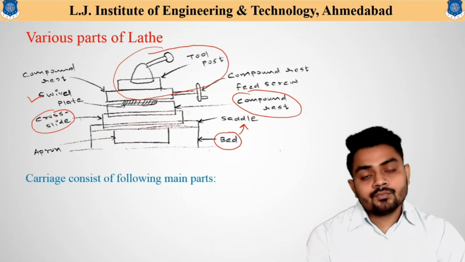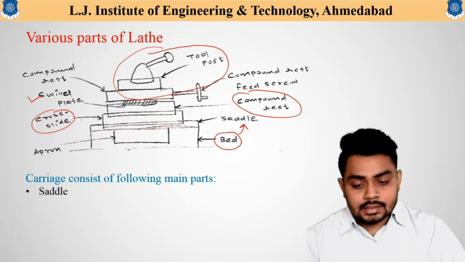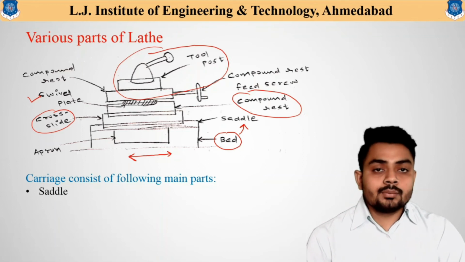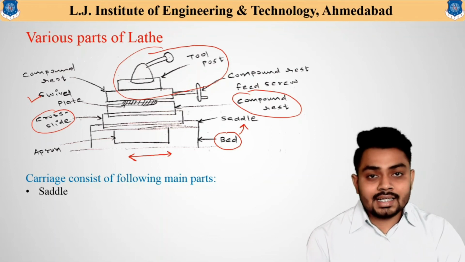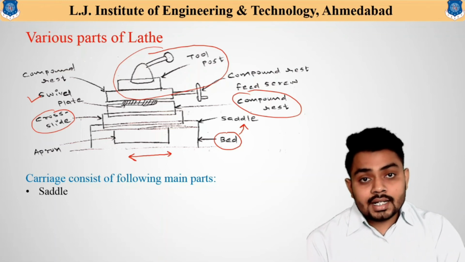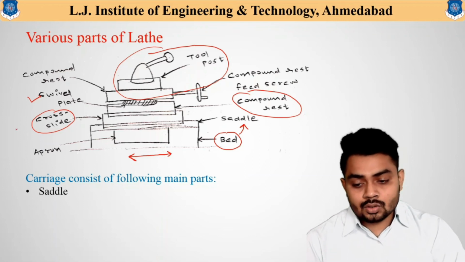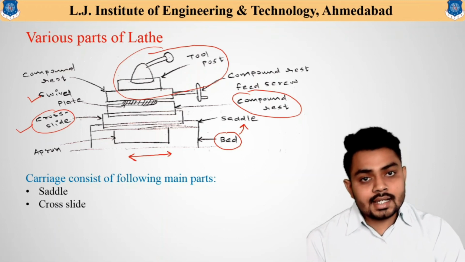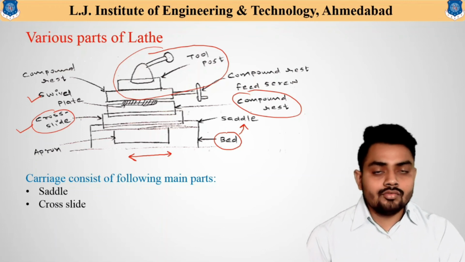So the first one is the saddle. This saddle is helpful to provide movement to the tool in the parallel direction towards the workpiece. So the parallel movement of the tool towards the workpiece or away from the workpiece can be easily obtained by using the saddle. Now in the perpendicular direction of the workpiece, the feed movement of the tool is given very easily by using the cross slide. So the second important part is the cross slide, and it is helpful to provide movement to the tool in the perpendicular direction of the workpiece.